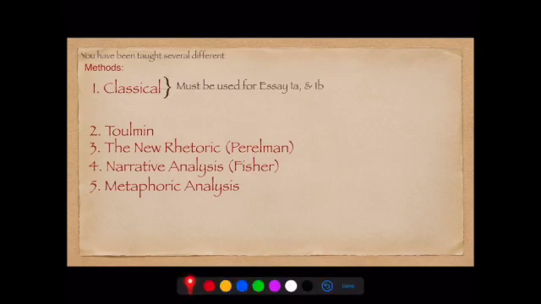The thing that you need to remember is that the classical method that we started out with is what you're going to be using for essay 1A and 1B. Both of those essays are going to be done with the classical method.